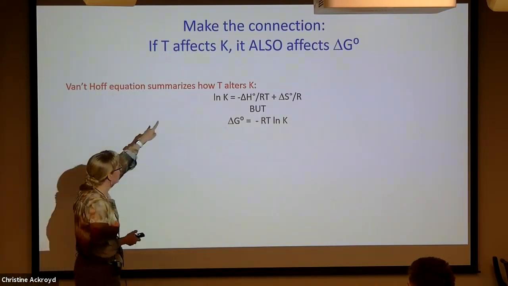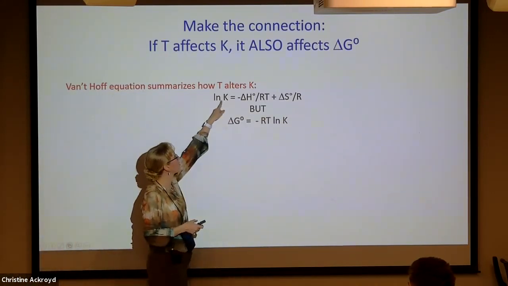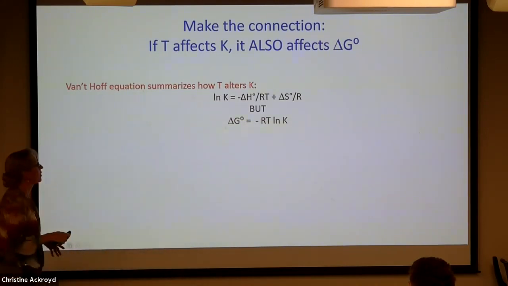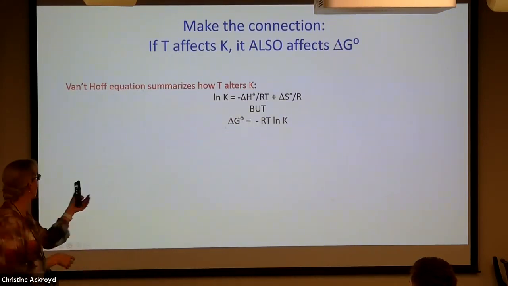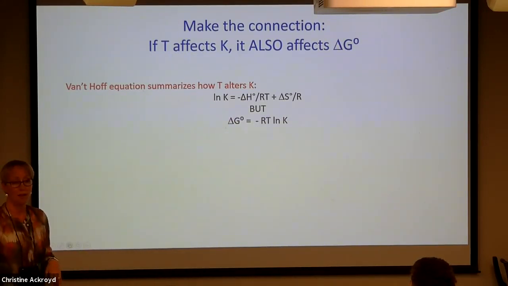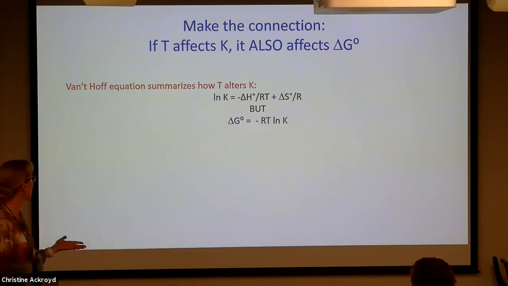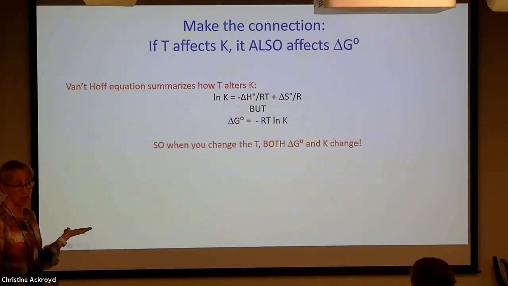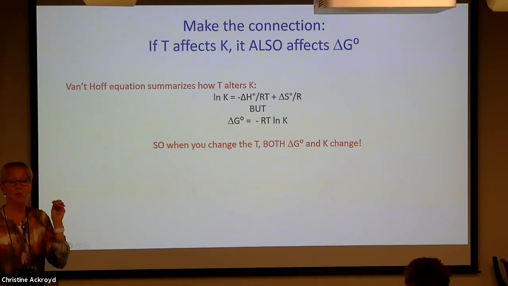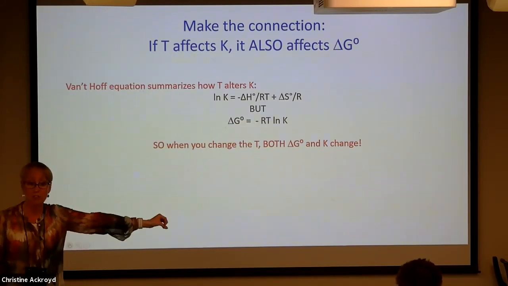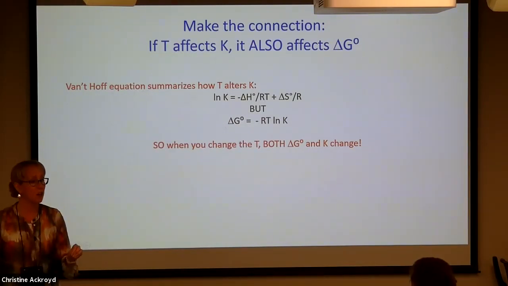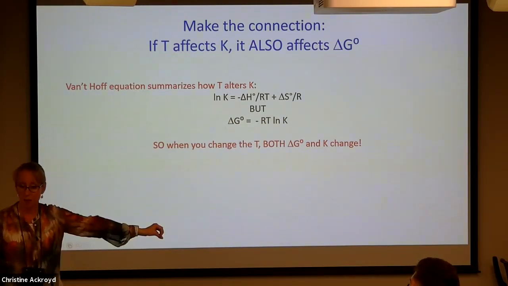Okay, so the Van't Hoff plot says, how much does temperature alter K, right? But if delta G naught is minus RT natural log of K, if you change the temperature, what happens to delta G naught? It also changes, right? They both change. So just like there is a unique value of the equilibrium constant at each temperature, there is a unique value of delta G naught at each temperature.